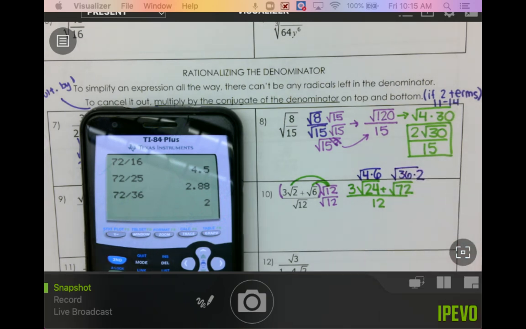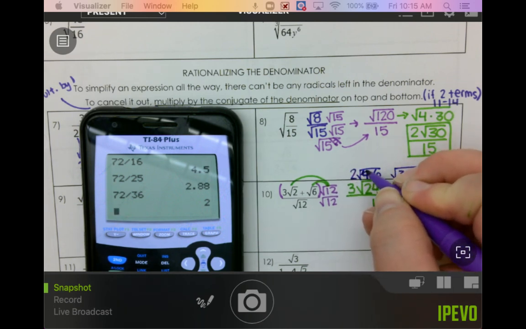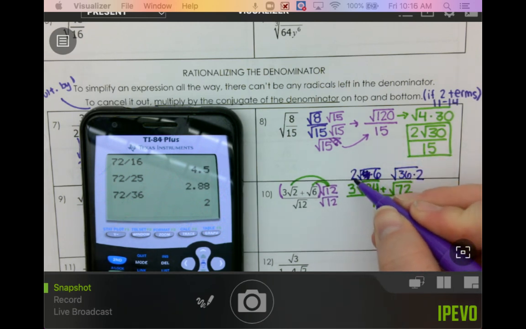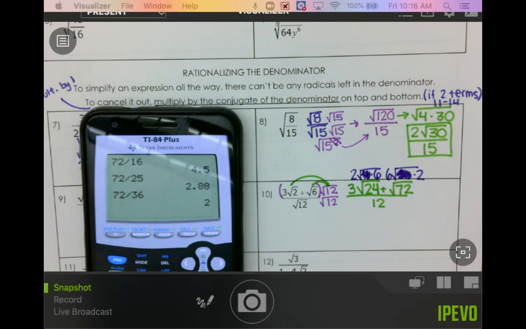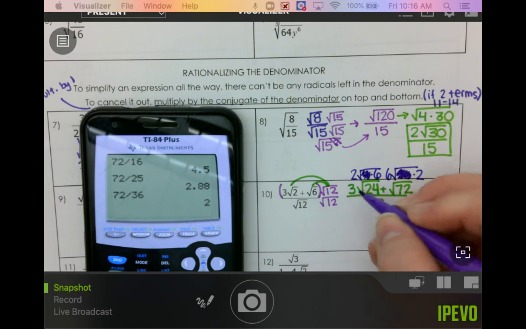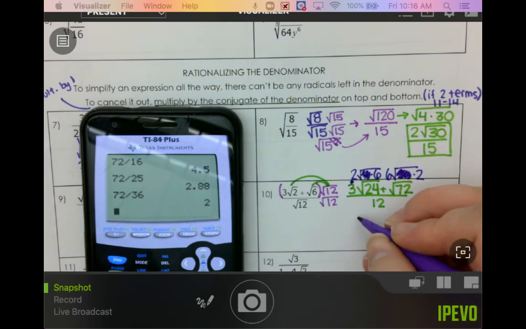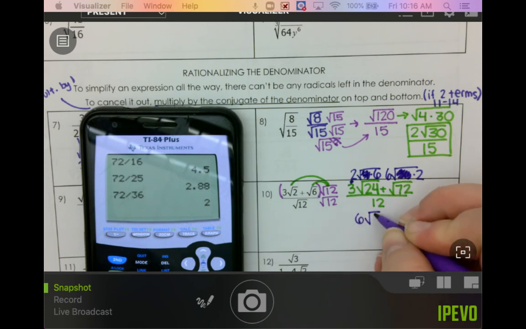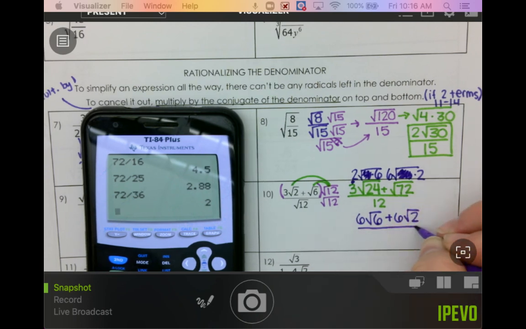Okay, with the square root of 4, that answer is 2, so I'm going to cross out the 4 inside, put a 2 out front. Square root of 36 is 6, so cross out the square root of 36, put a 6 out front. And then the only other thing I have to do here is there was a 3 outside of this one, so these two have to get multiplied. 3 times 2 would be 6 square roots of 6 plus 6 square roots of 2 over 12.